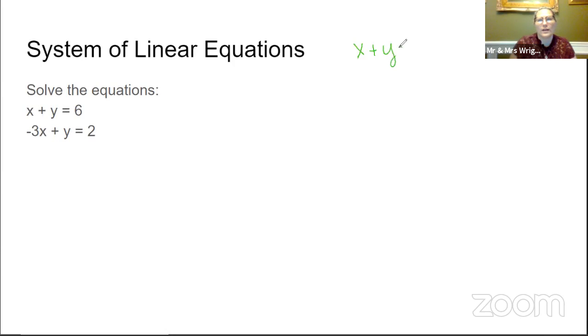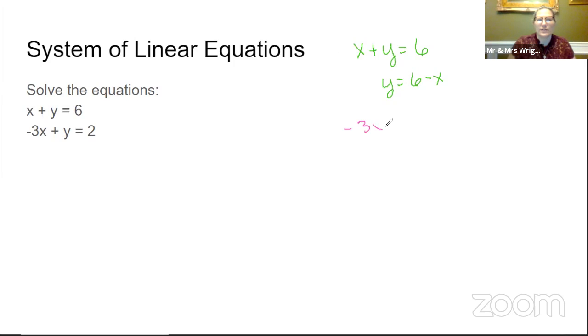x plus y equals 6. So if I'm solving for y, I want to get y by itself. So I want to undo anything that's happening to y. What's happening to y? Well, x is being added to it. So this is a positive x. So I need to subtract x from both sides in order to undo that. So y equals 6 minus x. All right, so that is equation 1.